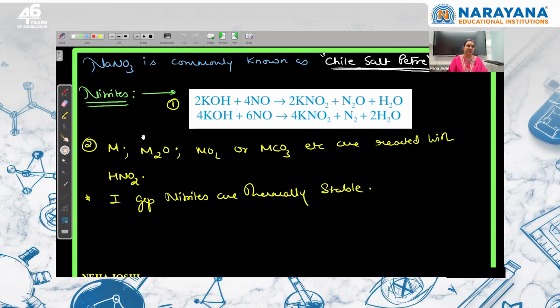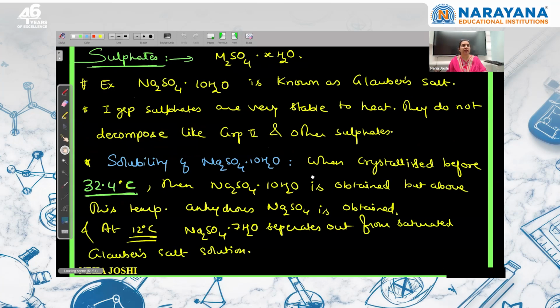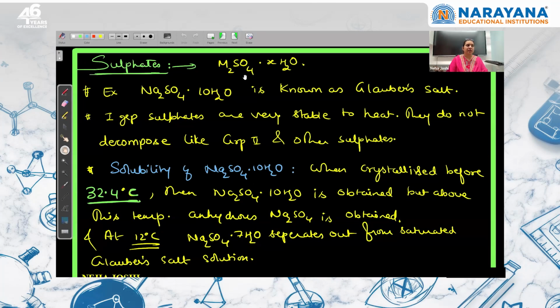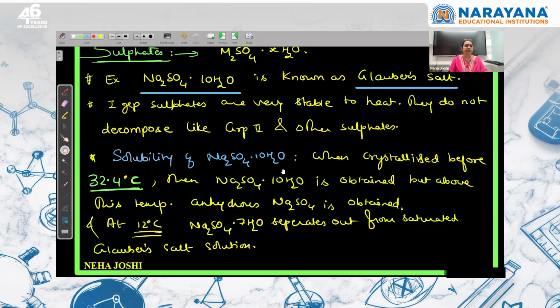Coming to nitrites, nitrites are very stable thermally. They do not decompose at all. And all of first group nitrites are water soluble. Next is sulfates. One very important compound in this first group is Na2SO4.10H2O, which is known as Glauber's salt. First group sulfates are very stable. Again, they do not decompose on heating.